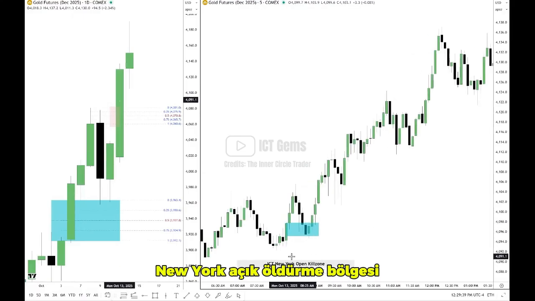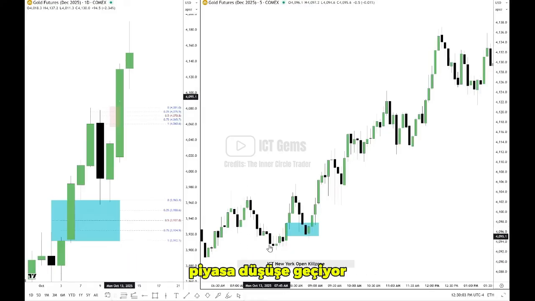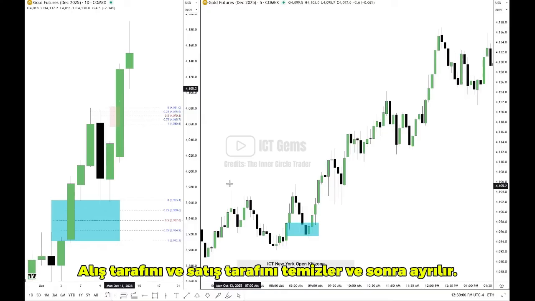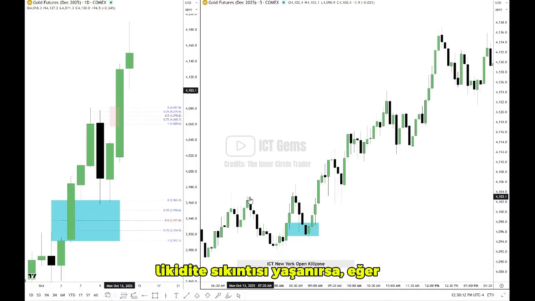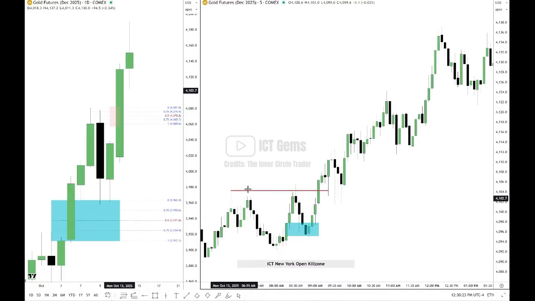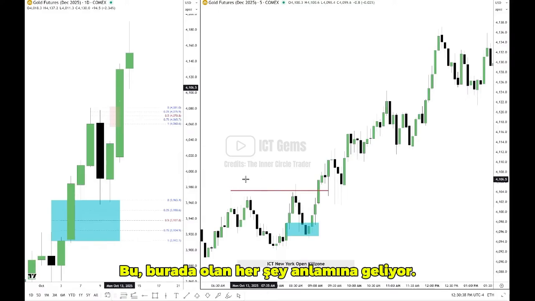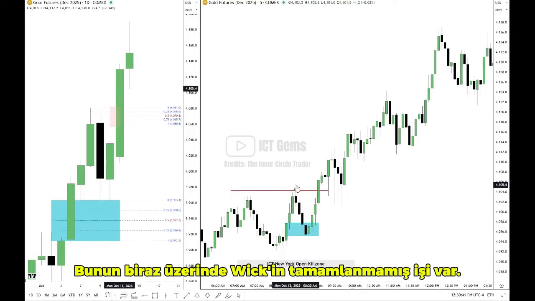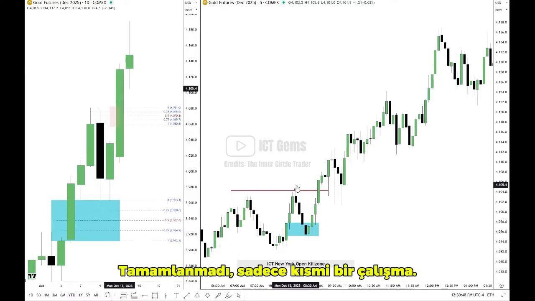This is the ICT New York open kill zone, 7 o'clock to 10 o'clock in the morning for all markets. Swing low. Market drops down, clears the sell side, and then leaves. What's this up here? What's this high versus this one? High probability candidate for what? A run on liquidity. So if we have relative equal highs like this, and watch the bodies, did we really do the business of laying a body over top of that high? This was just a small little shallow run. That means anything that was up here slightly above this wick is unfinished business. Unfinished business is a run on liquidity that was not completed.